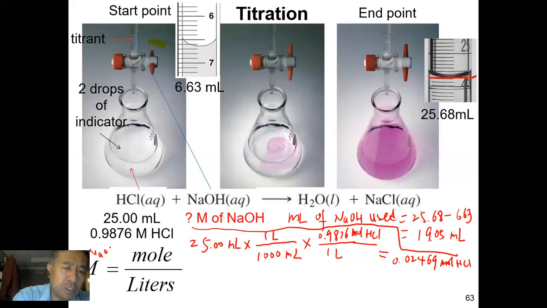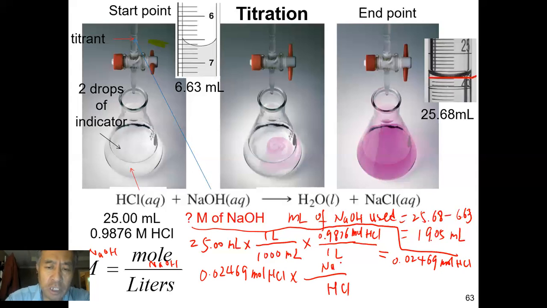This molarity is for NaOH, so therefore you need moles of NaOH. Right now you have moles of HCl. What you do next is use the moles of HCl, then use the coefficients from this equation to convert the HCl into NaOH. You can see in this equation they both have a coefficient of 1. So this is 1, this is 1. Now we know we have 0.02469 moles of NaOH.